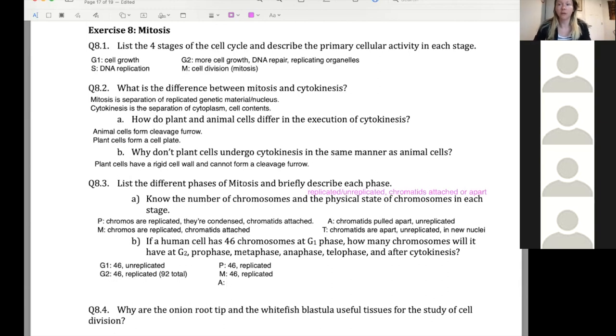So now in anaphase, now when we've pulled them apart, first of all, we're going to say that they're unreplicated because we've unattached the chromatids. So that would be 92. Exactly. Yep.